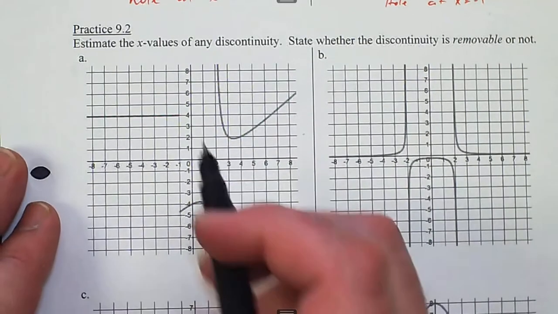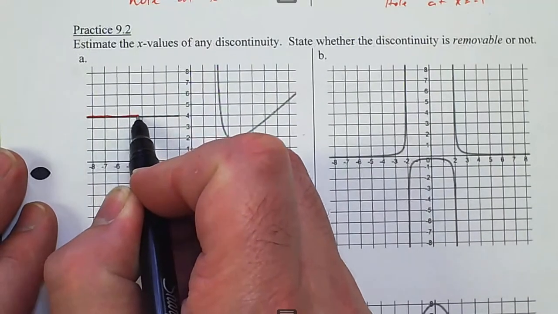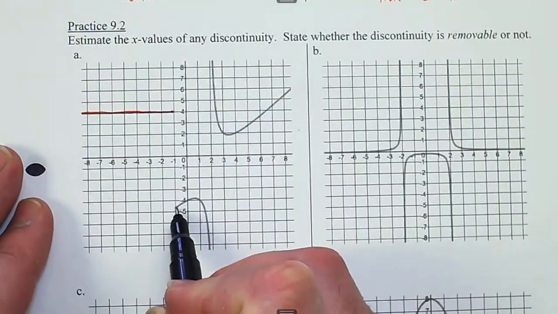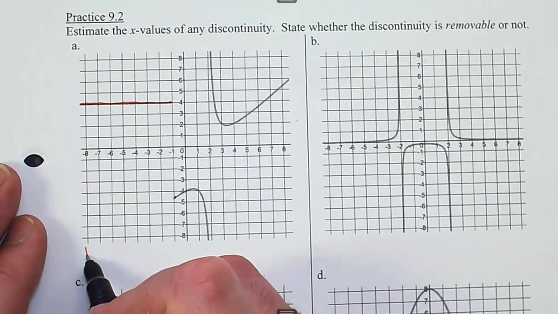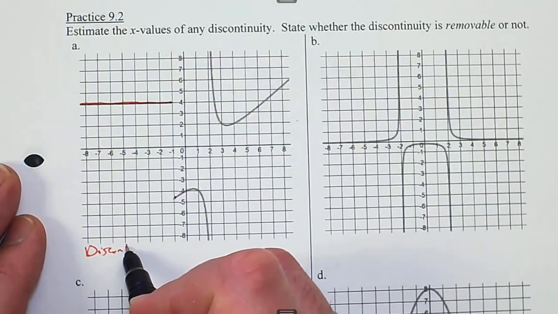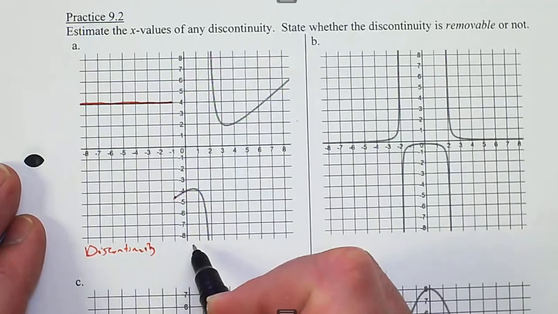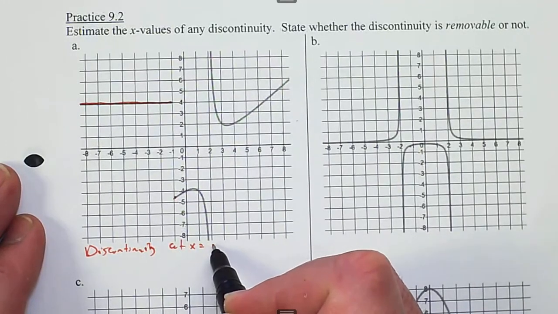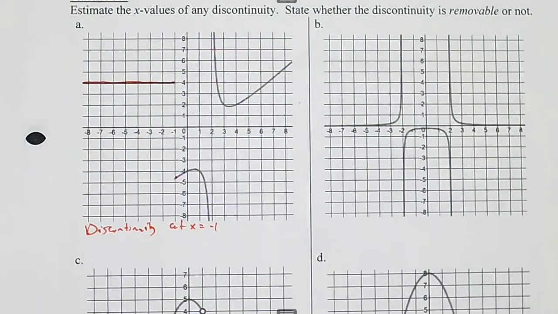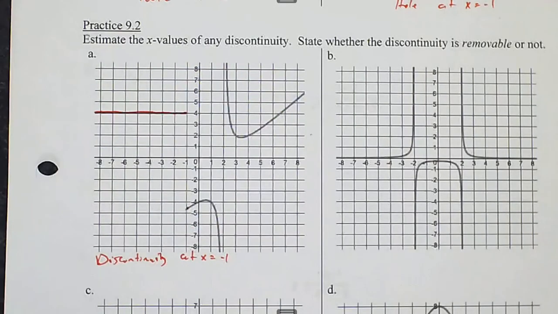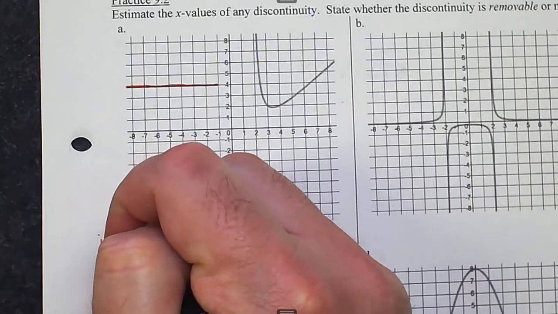So on this one, if I'm tracing this graph, all of a sudden, right here at x equals negative 1, it jumps down here. So that is a discontinuity. Wait, it's a jump discontinuity, right? Yeah, it is a jump discontinuity at x equals negative 1. And that's good. Eventually I definitely want you able to recognize those. Okay, so we have a discontinuity at x equals negative 1 for sure. And I heard some of you saying it's a jump discontinuity. It is.